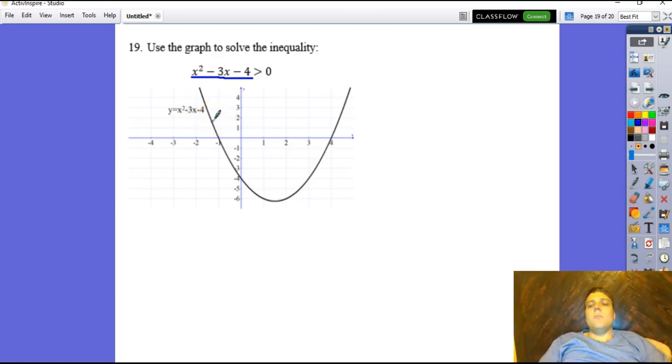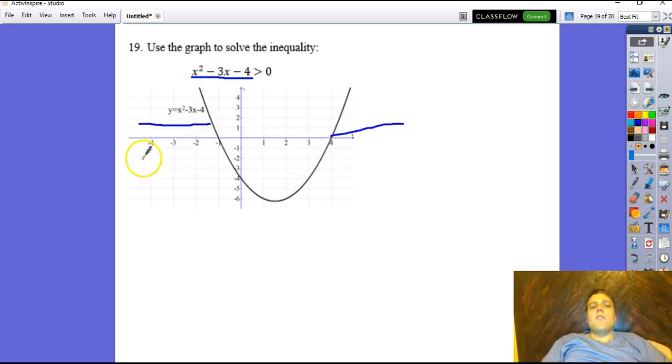So I've said this several times, but basically what the question is saying is, hey, what are the x values that make the y's bigger than 0? Okay? So y is larger than 0 here, and y is larger than 0 here. What are the x values that do that? Well, all of these x values make the y bigger than 0, and all of these x values make the y's bigger than 0.